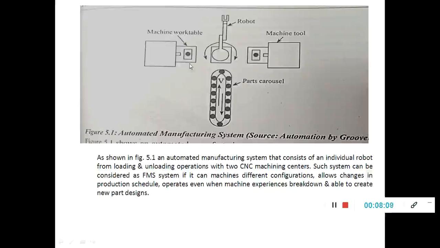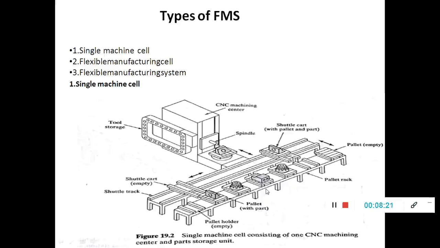Now just to compare the definition of FMS with this, a system consisting of a number of workstations with an automated part handling system and an automated part storage system is known as an FMS. Now coming to the types of FMS, there are mainly three types of FMS: single machine cell, flexible manufacturing cell, and flexible manufacturing system.